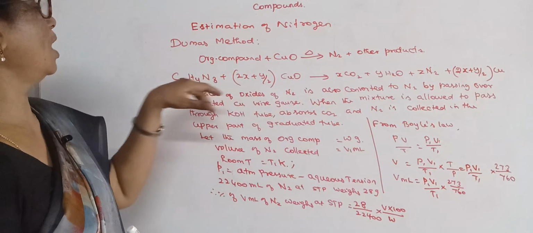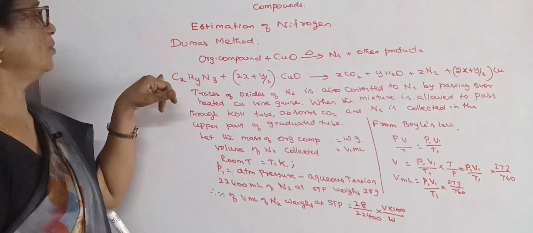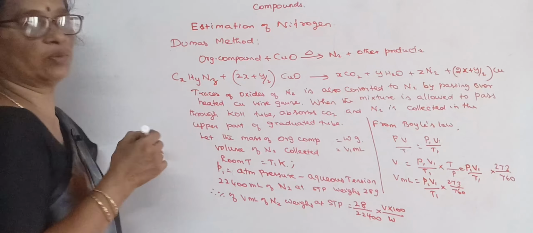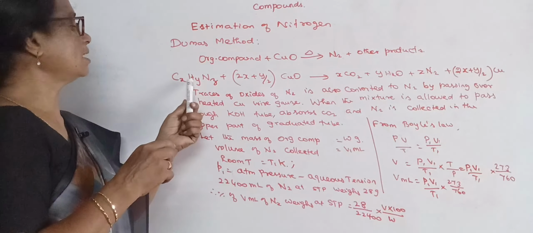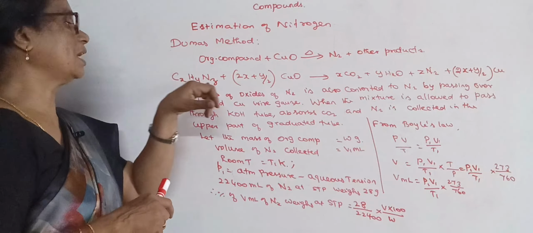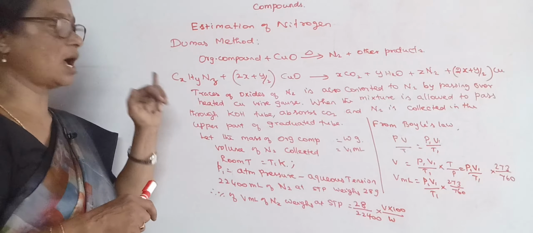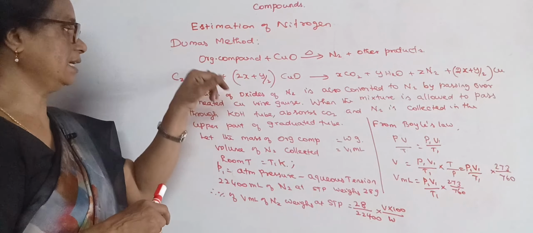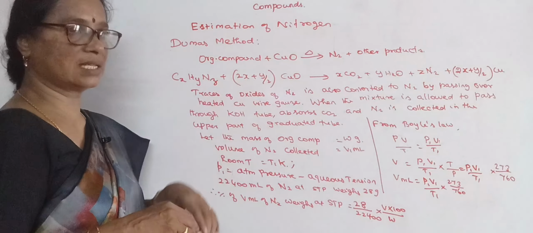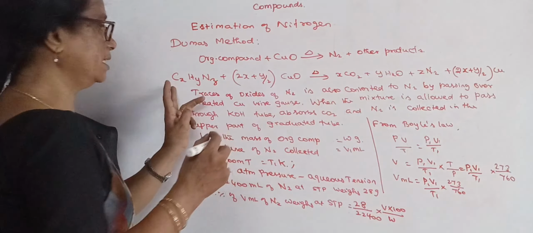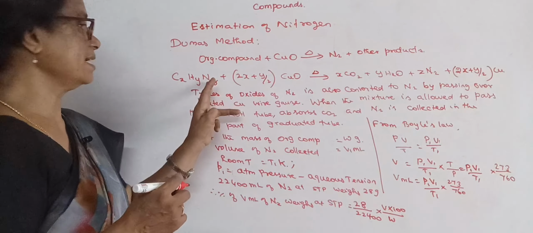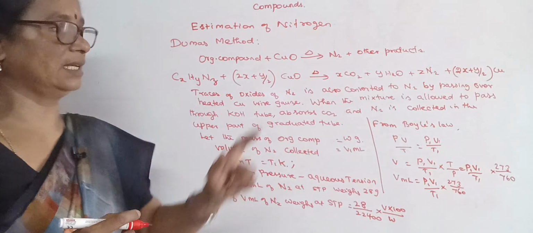Now, let us find how nitrogen is produced. I have taken an organic compound, and this organic compound is an unknown compound. I don't know how much hydrogen, carbon or nitrogen is present in it. So I can assume the compound contains X atoms of carbon, Y atoms of hydrogen and Z atoms of nitrogen. When it is heated with copper 2 oxide, carbon is oxidized to carbon dioxide, hydrogen is oxidized to water and nitrogen is left as free nitrogen, that is N2.